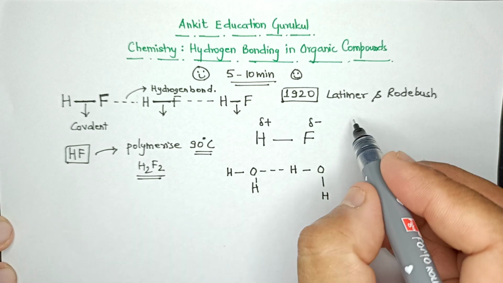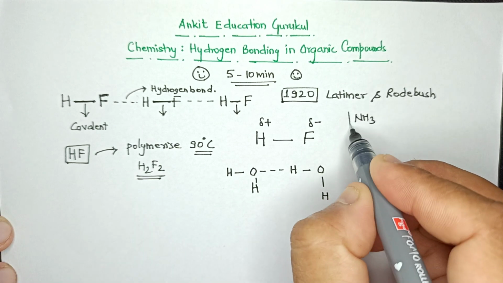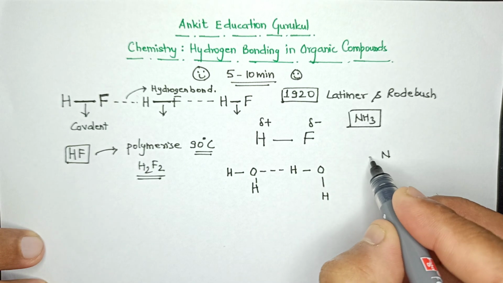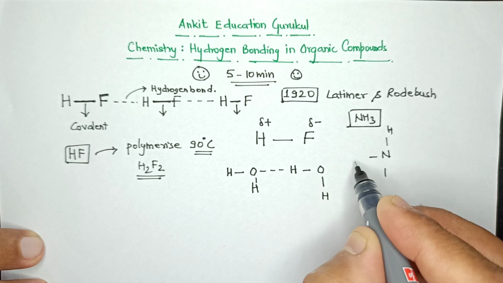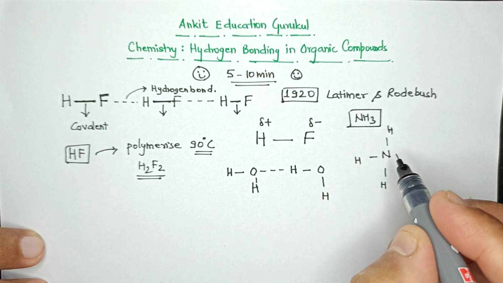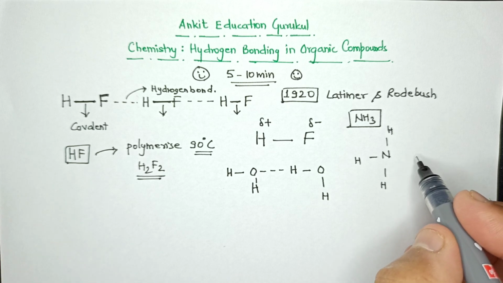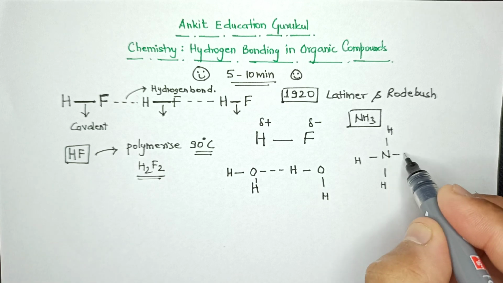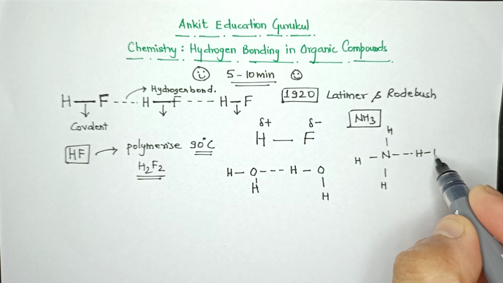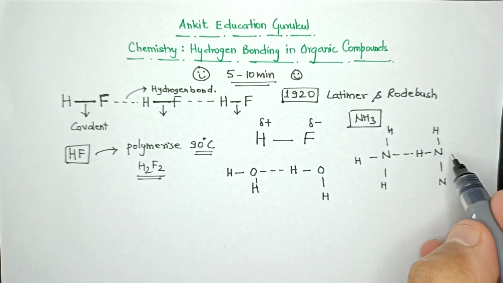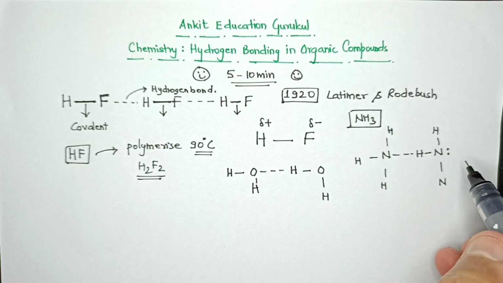Let us take the example of ammonia. Ammonia, as you know, has the molecular formula NH3. So we have N surrounded by 3 hydrogen atoms, but when it combines with another ammonia molecule, the nitrogen of the central atom forms a hydrogen bond with the other ammonia molecule, and this one also has a lone pair of electrons.